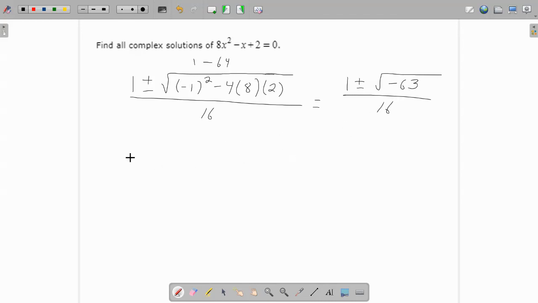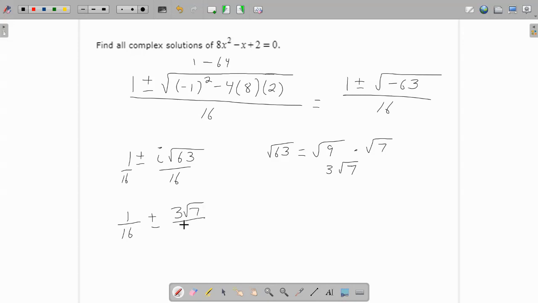So first step, and you can combine some of these steps, always take out that negative. That negative becomes an I in the front. I like putting it in the front. We'll rewrite it after. Go over 16, over 16. Now 63, the biggest perfect square that goes into 63 is 9. So that's 3 square root 7. So we get 1 over 16 plus or minus 3 square root 7 over 16.